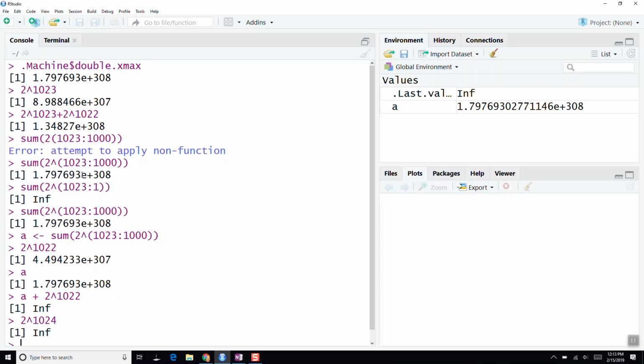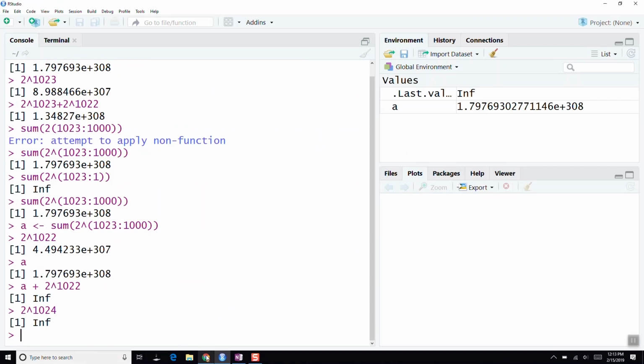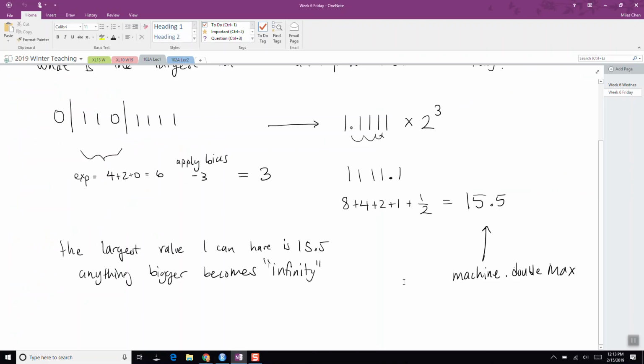This is more than the number of atoms in the known universe and things like that. But it's also very short of infinity, right? It's nowhere near infinity. And so when we only have 8 bits, the largest number we can represent is 15.5, and if we were to try to represent anything bigger than that, it turns into infinity.